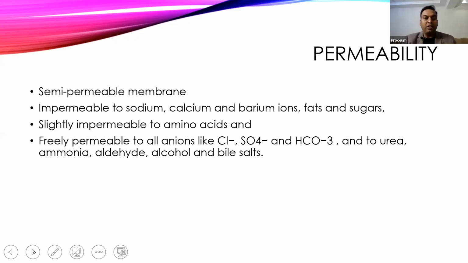Then see the permeability of the cells. It is permeable to oxygen and carbon dioxide, and also to chloride, phosphate, and bicarbonate ions. Along with that, urea, ammonia, aldehyde, and alcohol. While it is impermeable to amino acids, proteins, sodium, glucose, barium, fat, and sugar.